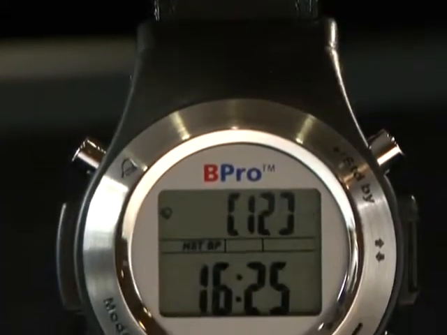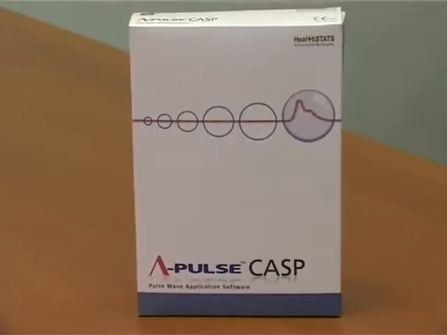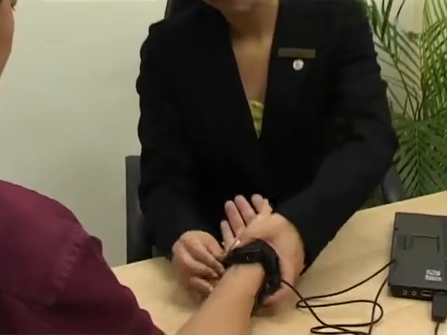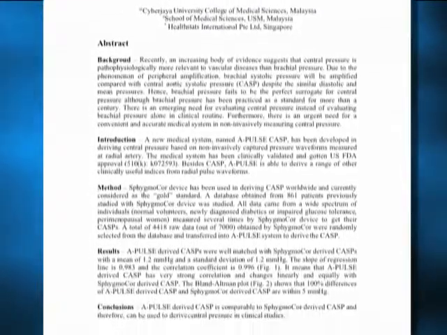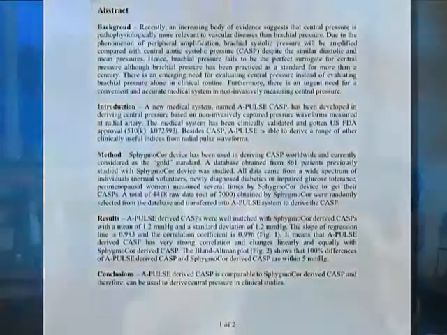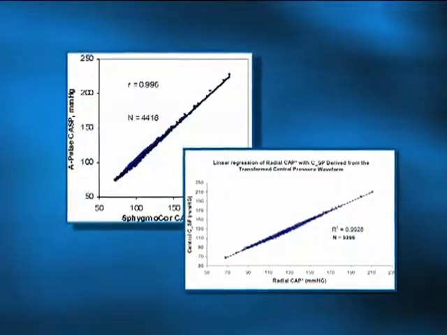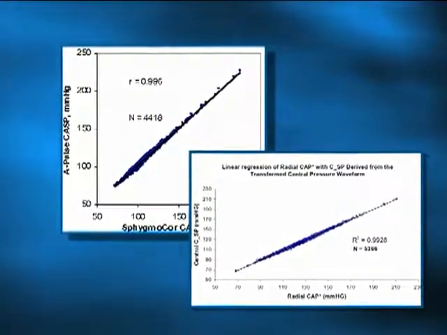We call it Bpulse, a patented, FDA approved software which will calculate your central aortic pressure very accurately. This has been validated over more than 10,000 patient waveforms. We have done a comparison between the gold standard now and our central pressure, and the accuracy is as close as 0.996. Can you imagine, with 10,000 patient waveforms, we can get that kind of close accuracy?